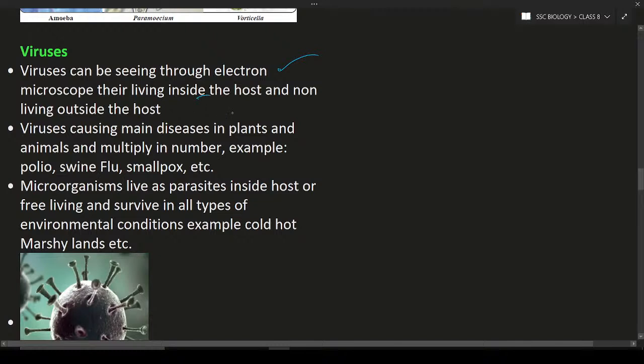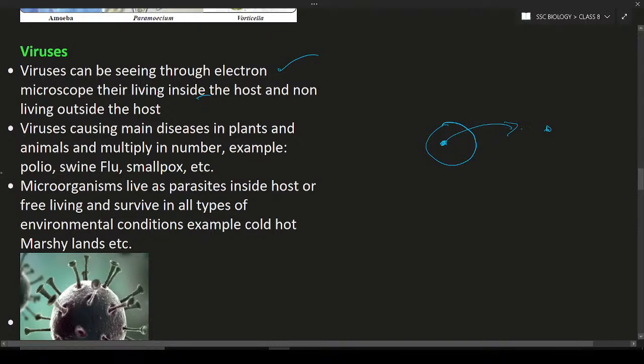When the virus is inside the host, it is living. When the virus is outside the host, it is dead. It is not living. So this is the reason. When the virus is inside the cell, it is living. When the virus is outside the cell or outside the host, it is not living.